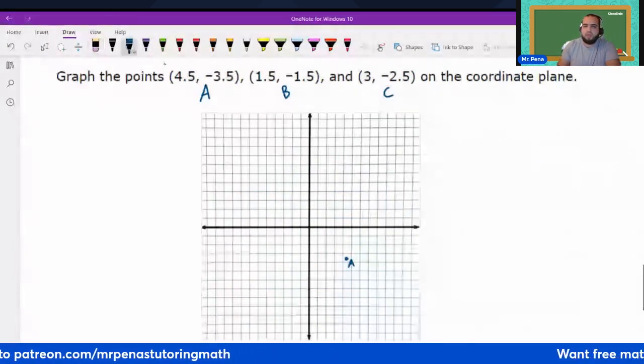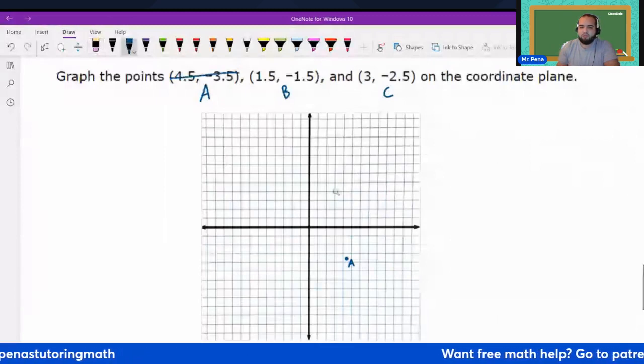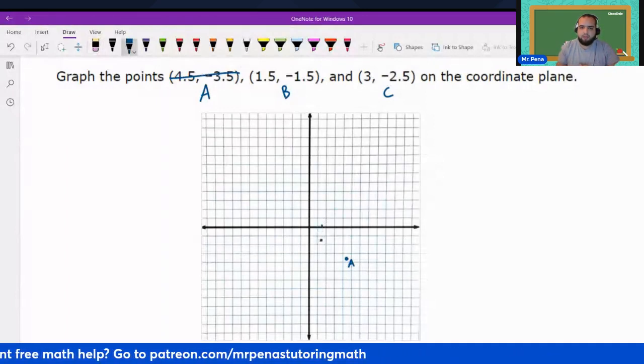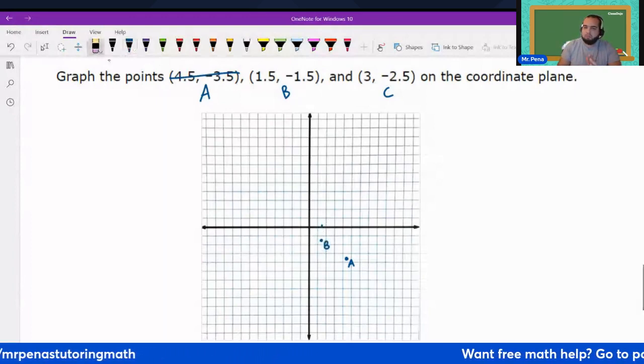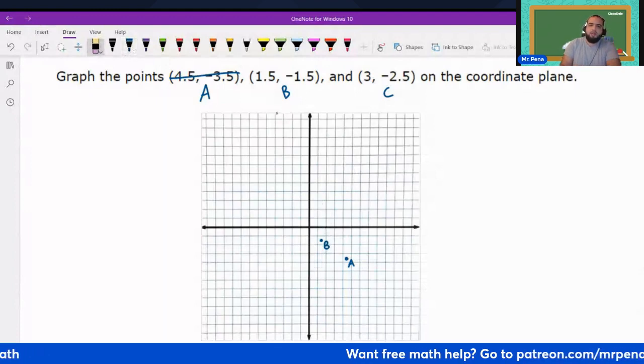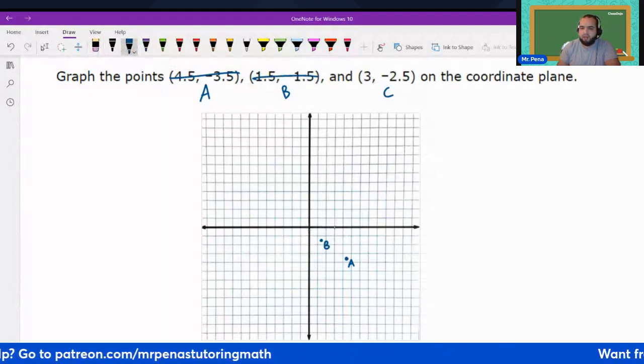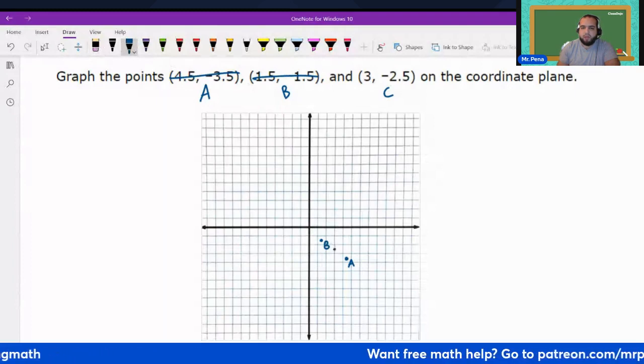Let's go to the other one. 1.5 right there. -1.5 right over here. So that's B. Plot B. Very good. So far, so good. Now we have 3, -2.5. So go to the right 3 times and then go down 2.5 times. Right there. So that's C.